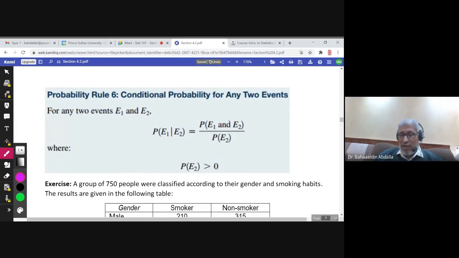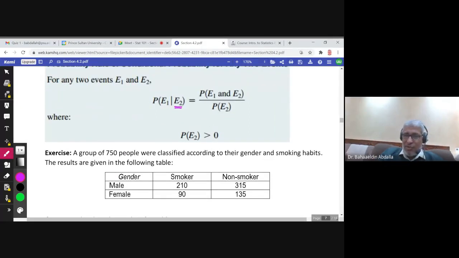You find the probability of the intersection over the probability of E2, which is the condition. You divide by the probability of E2 because it is given that E2 has happened, and then we find the intersection between E1 and E2. Of course, the probability of E2 here has to be greater than 0. We know that probability is always non-negative, it cannot be negative, but it could be 0. If it is 0, we will not be able to find the conditional probability because we cannot divide by 0. So the probability of E2 here has to be greater than 0.